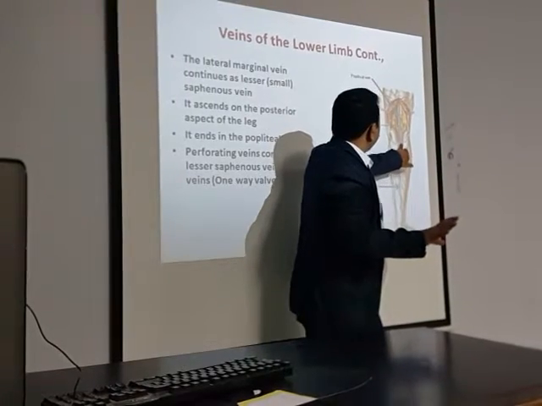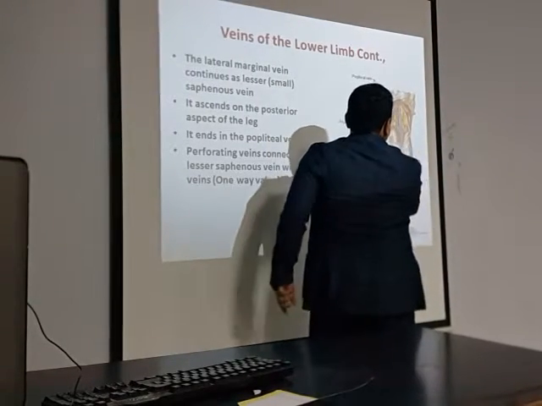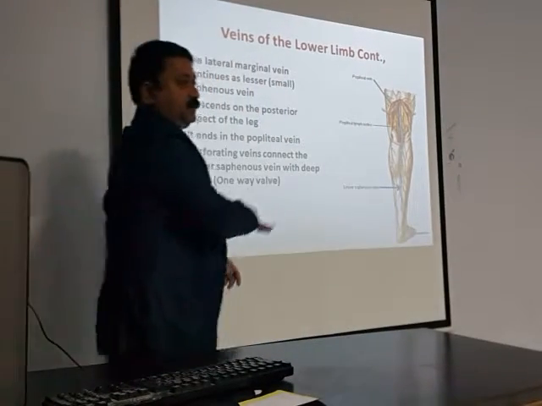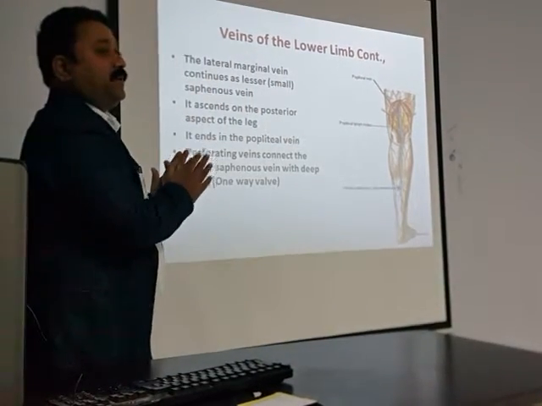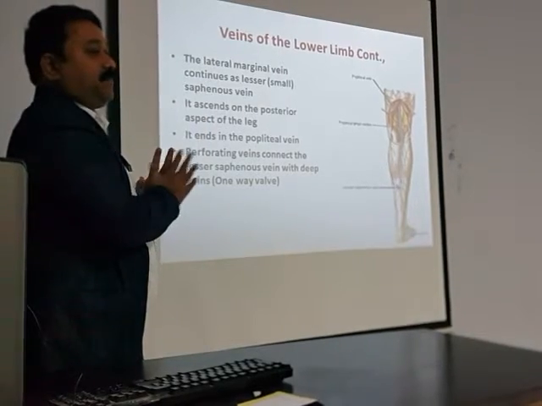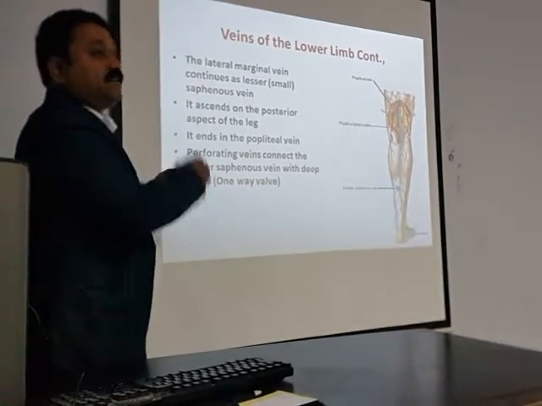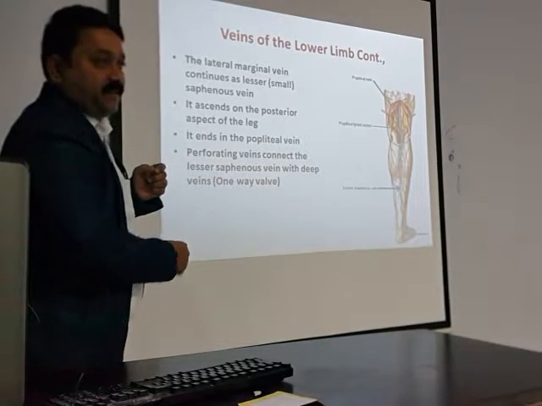So here it drains into the popliteal vein, and finally to the femoral. The popliteal vein continues as the femoral vein, isn't it? So these channels are the deeper veins.